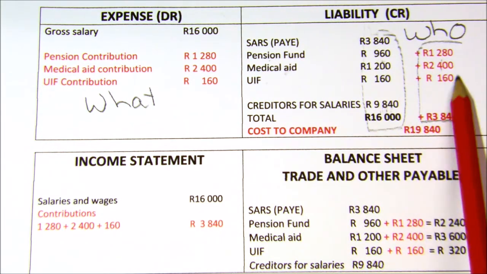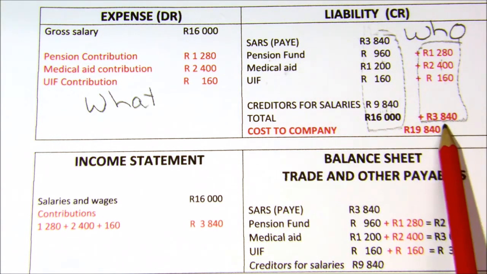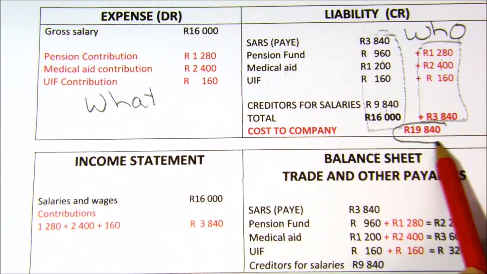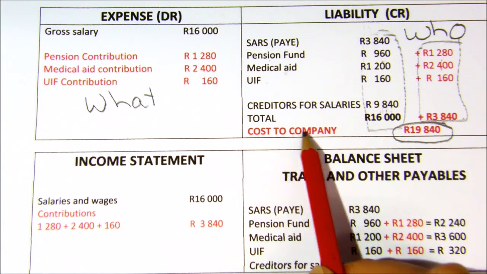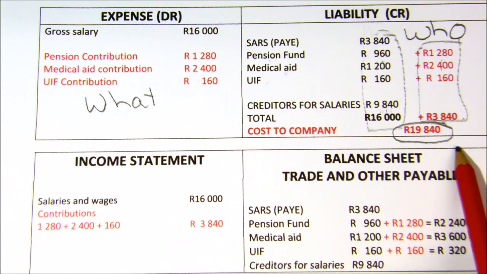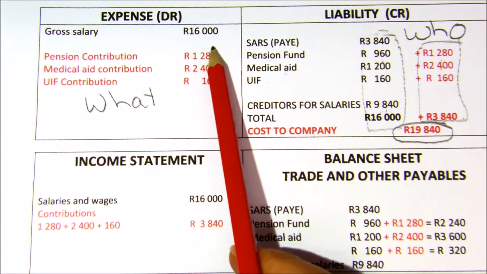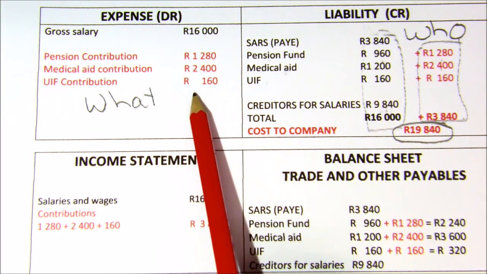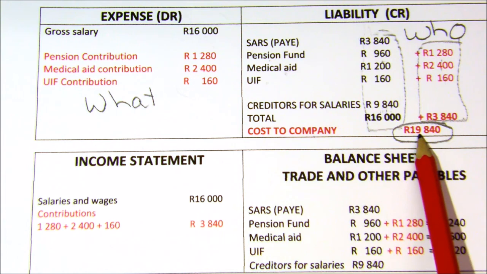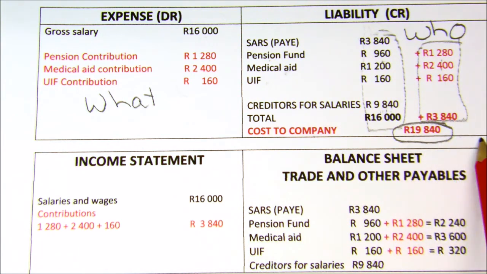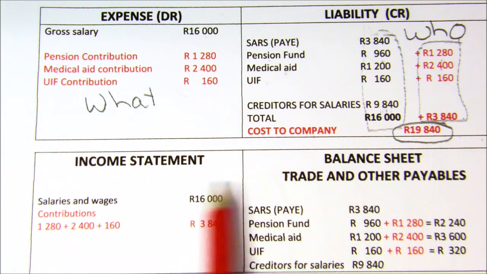These contributions came to 3,840. And that brings in another very important concept of what is the cost to the company to employ this person. It's not just the 16,000, it's plus all these extra expenses. So the cost to employ somebody is 19,840. How does that get put into your financial statements?